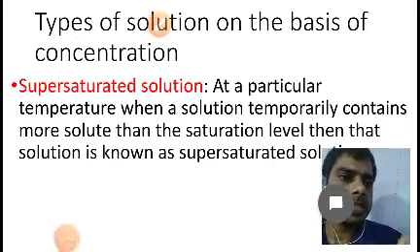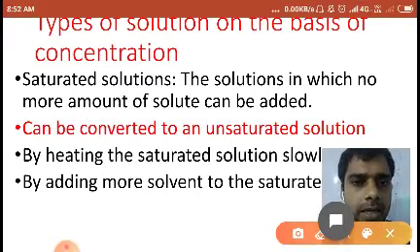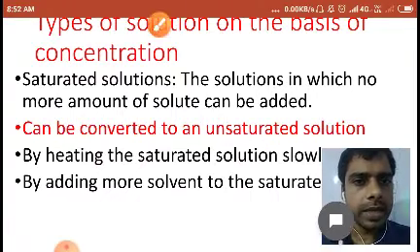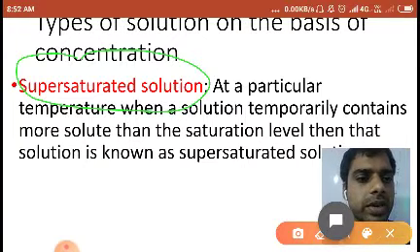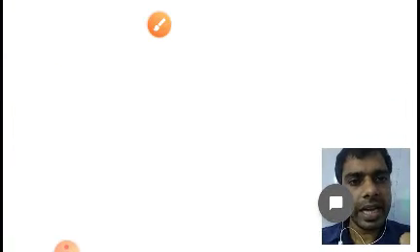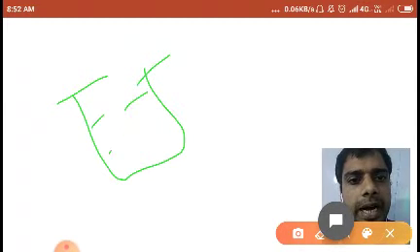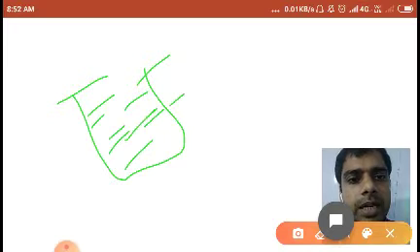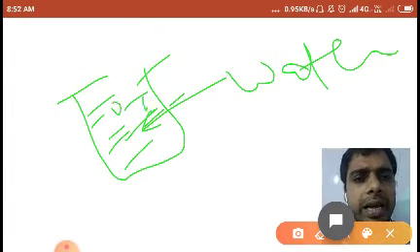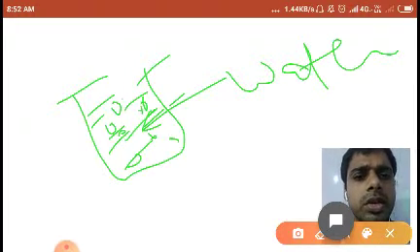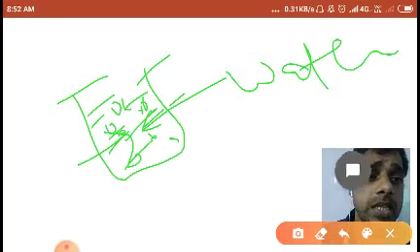The topic is the same, but we can talk about the next type, and that one is the supersaturated solution. Create one condition where I have taken one beaker, I have added water into this one, and I have added some amount of salt into this one. This is a condition of a saturated solution.